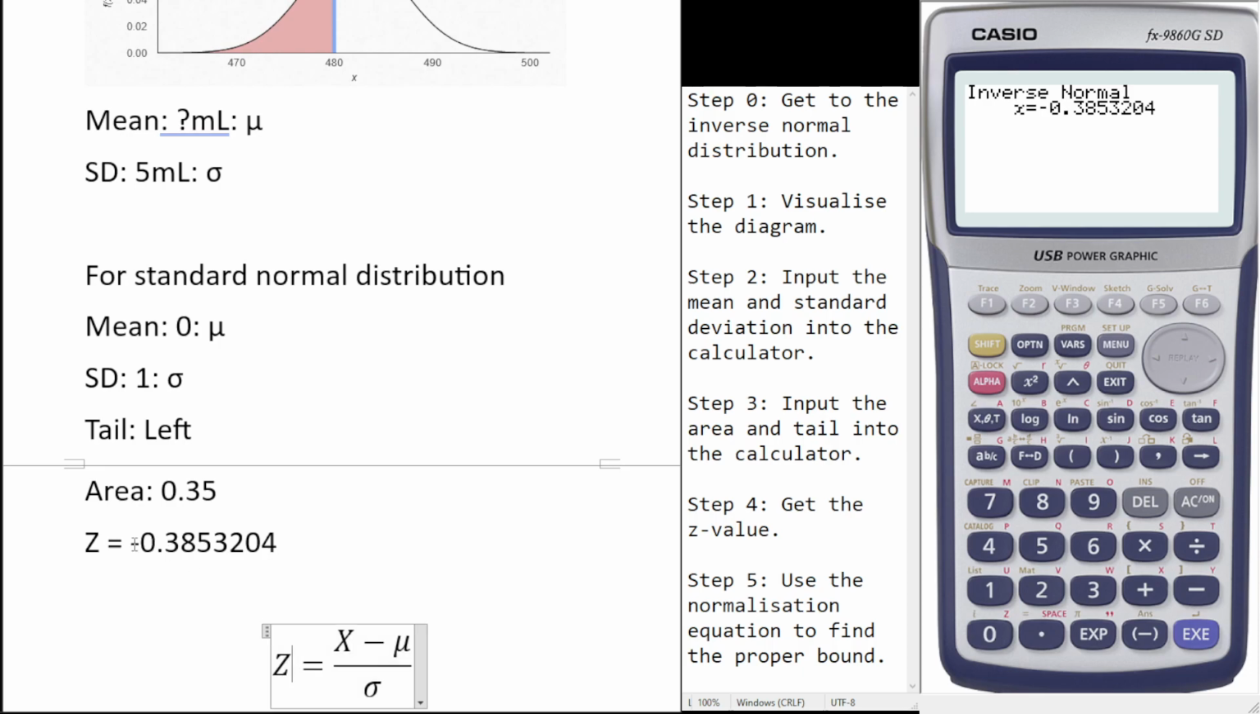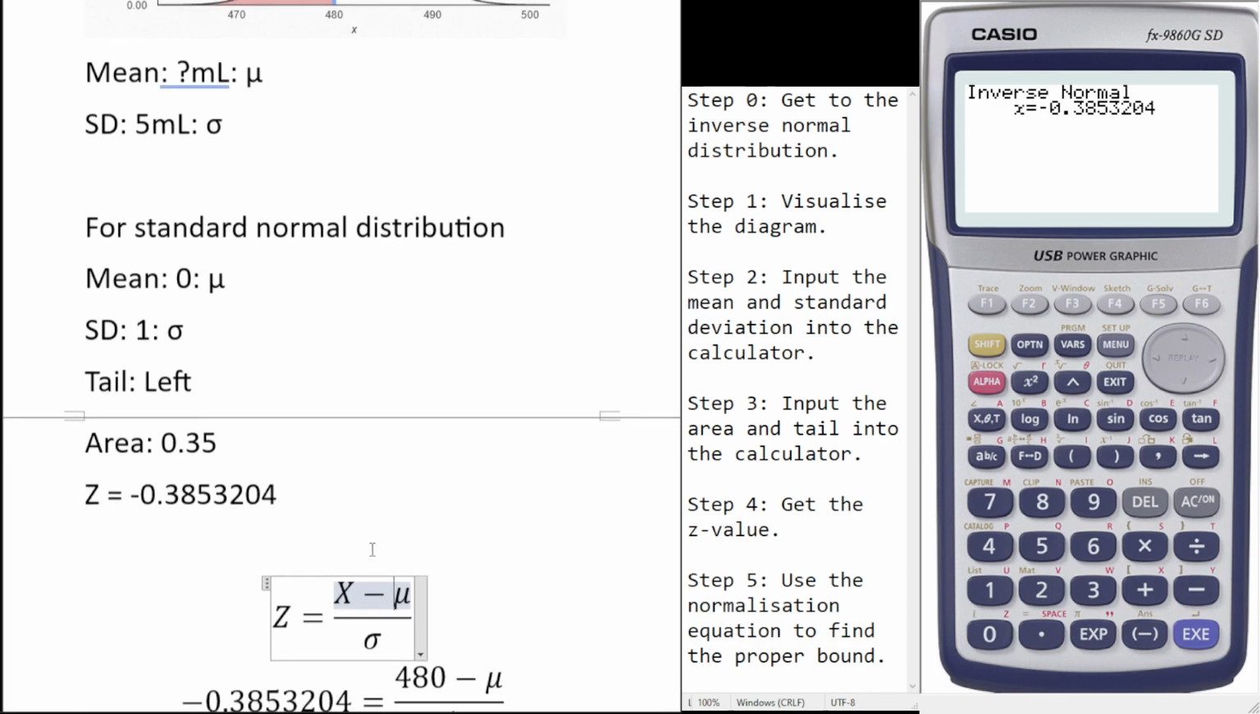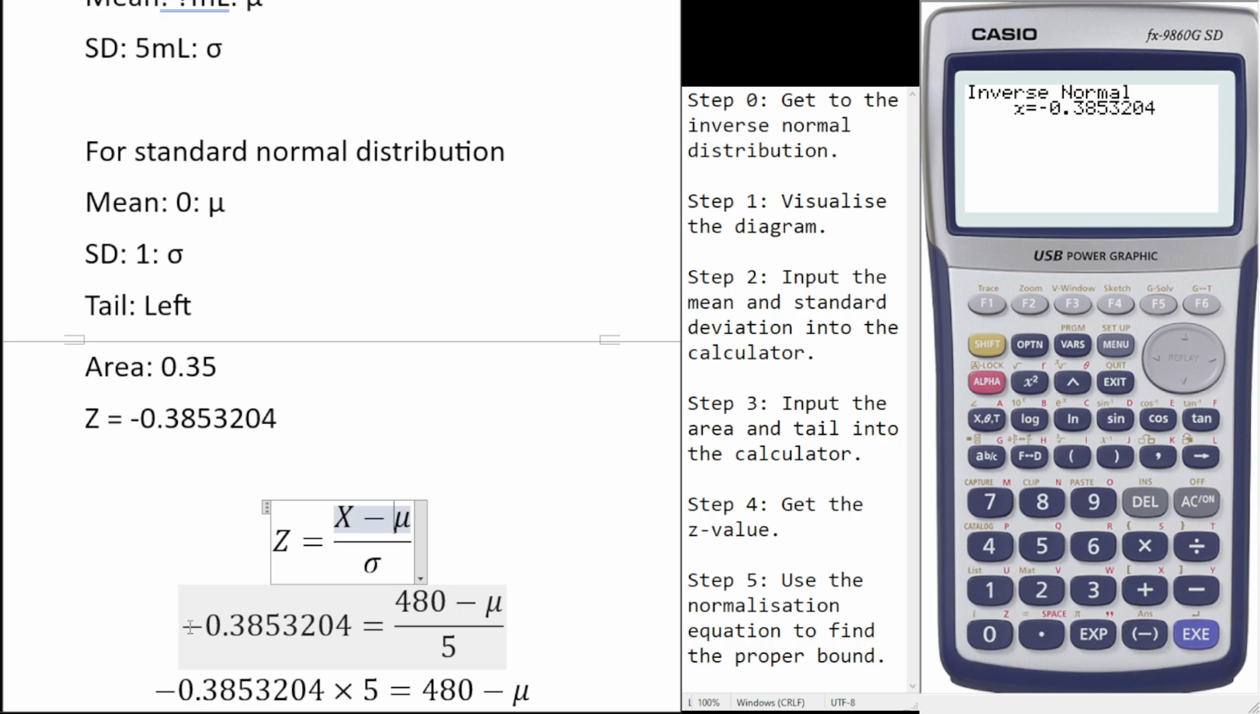The z value is the z value we just found. X is the specific bound we've been given that is different from the mean. Mu would be the mean, in which case we don't know that in this equation, and we know the standard deviation is 5 for the setup. So I'm going to plug in those numbers. Negative 0.3853204 is 480, which is the bound, minus mu, which is the mean, over 5, which is the standard deviation.